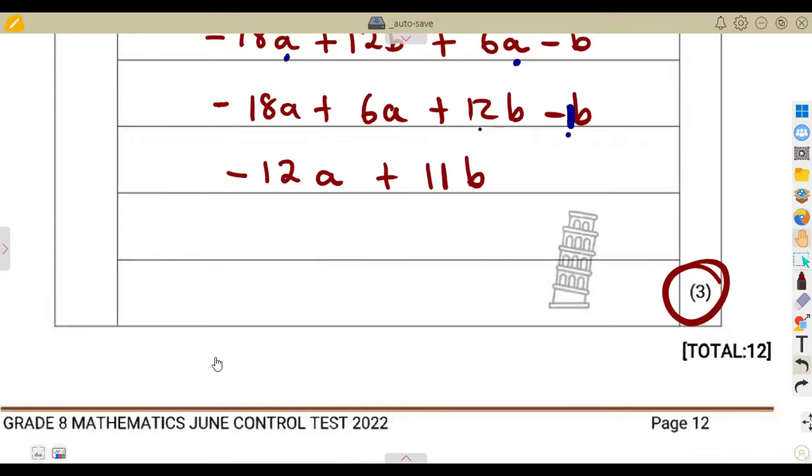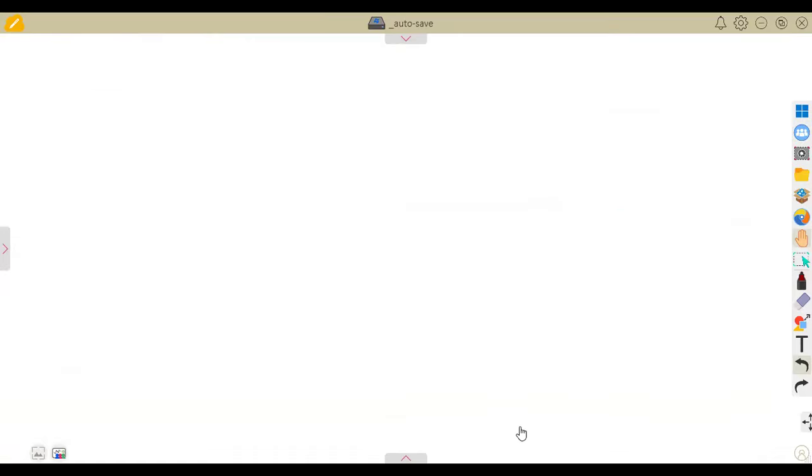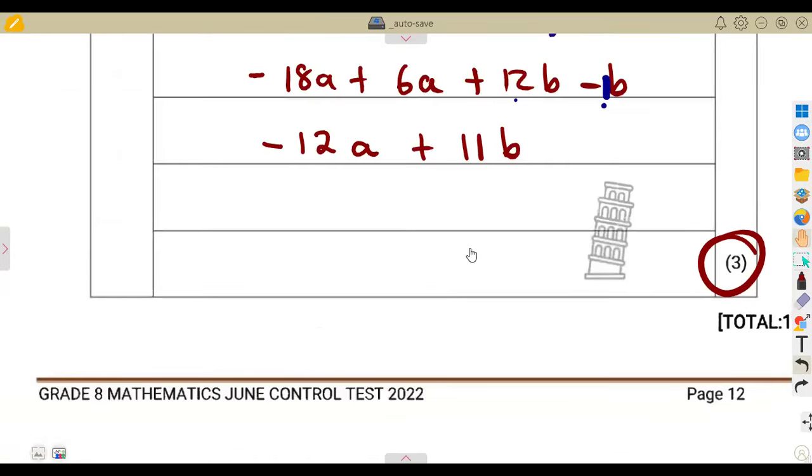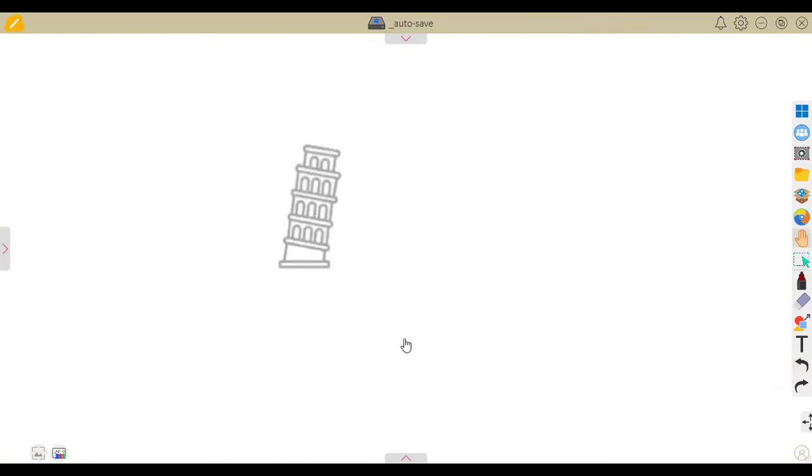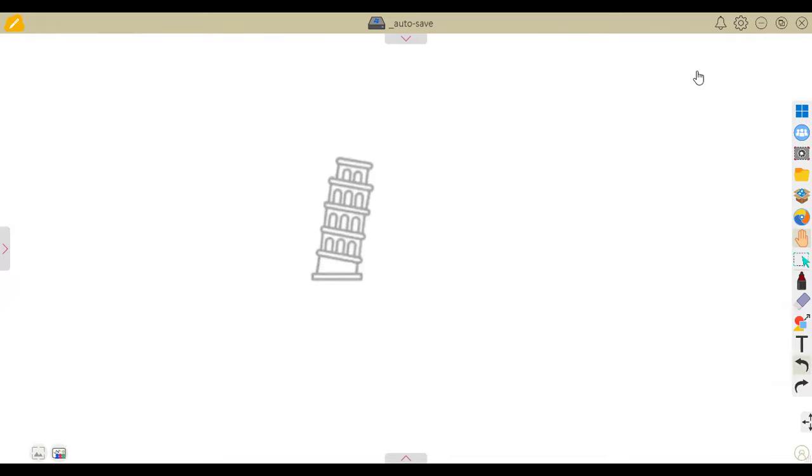So that is it on this question paper. Yes, that is it. This is what we had on this full paper. So make sure that you do revise as many questions as you can to master for these typical control tests that you are going to have at the end.